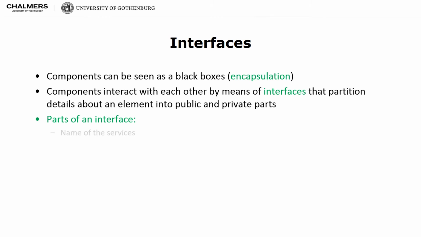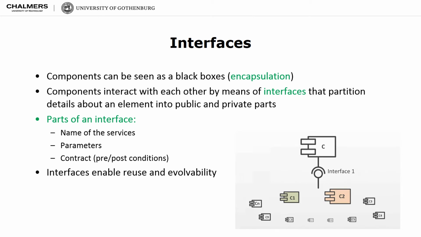Interfaces partition the functionality into public and private parts. Architecture is concerned with this partition. What should be private and what should be public? In order to define and document an interface, a designer should define the name of a service, the parameters, in particular what inputs and outputs are used, and a contract. This defines the semantics of the computation. What are the inputs and what are the outputs? Well-designed interfaces will enable reusability and evolvability.